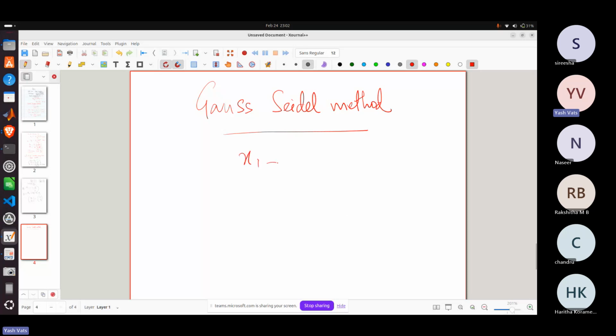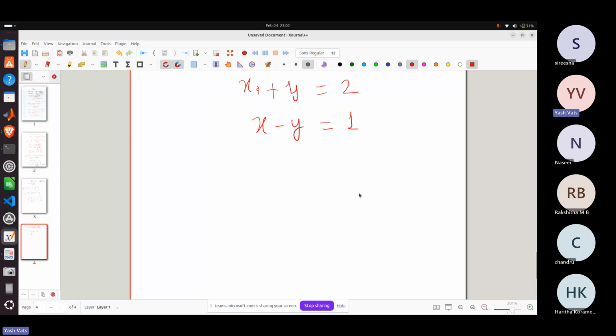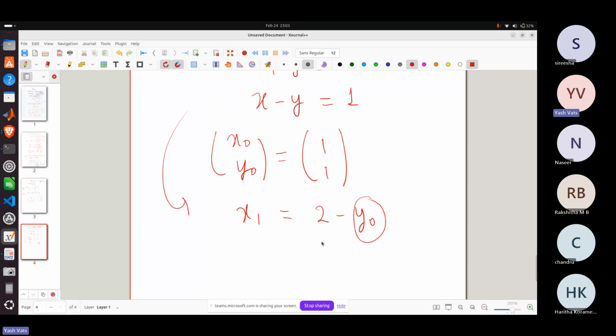suppose you have a system of equations. I just write x in terms of x and y, that would be a more convenient system. So x plus y is 2, and suppose your x minus y is 1. Done. So suppose you are given x naught y naught, which is 1, 1. Then you have to find x1 y1. So same procedure, but a little twist. So x1 is 2 minus y naught, the previous value, and y1 is x1 minus 1.